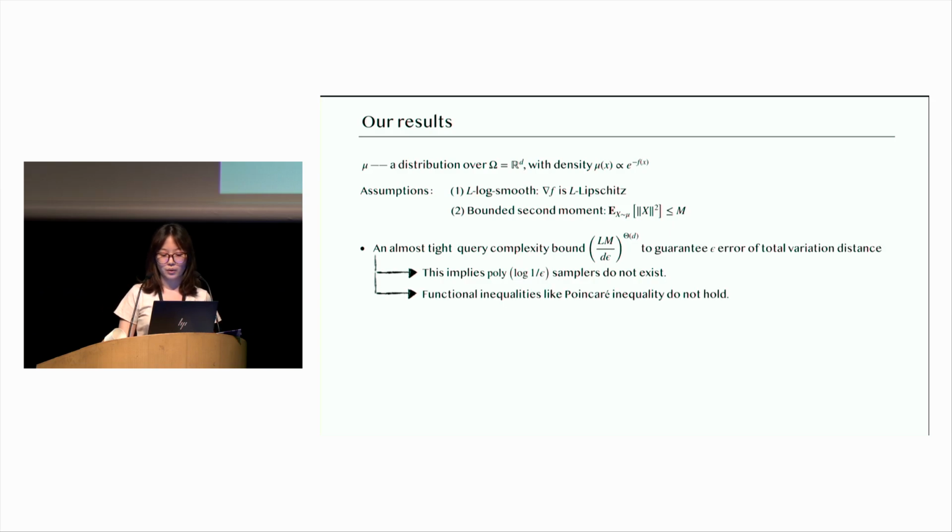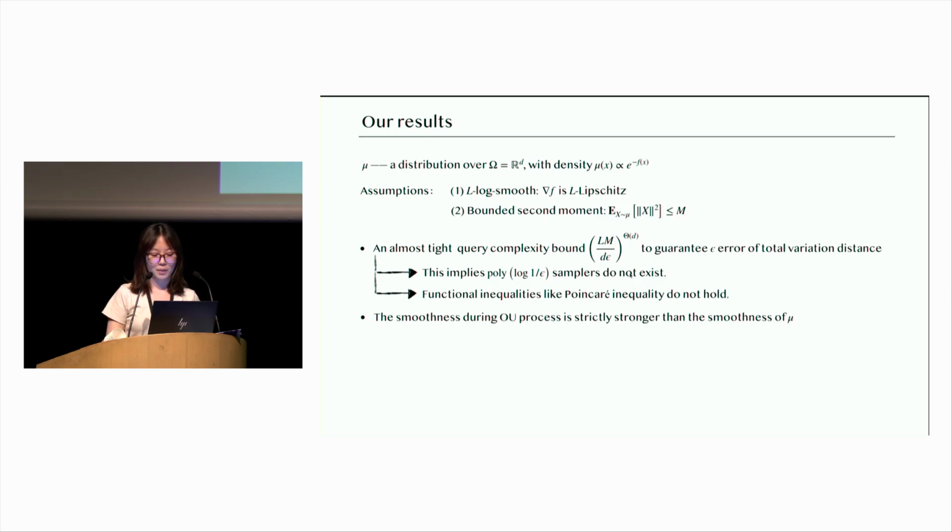And the second point is that this lower bound implies functional inequalities like Poincare inequality do not hold in general. Because we know if a distribution satisfies a Poincare inequality, we can find a sampler with poly 1 over epsilon query complexity. But here, this lower bound is 1 over epsilon to the power of D.